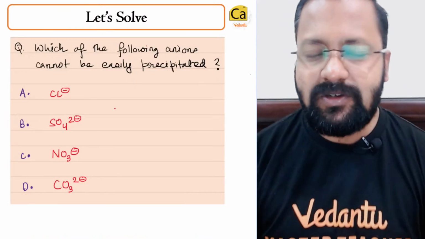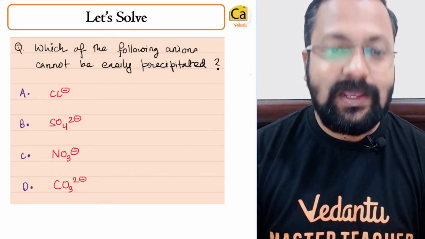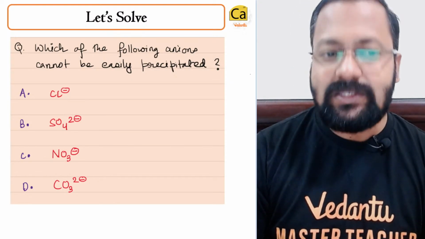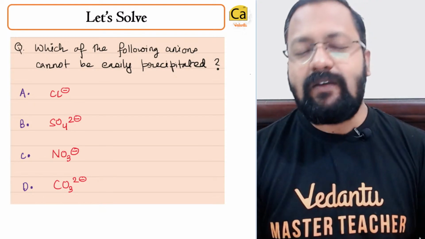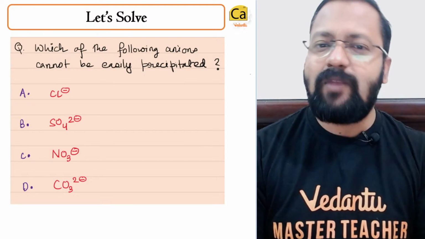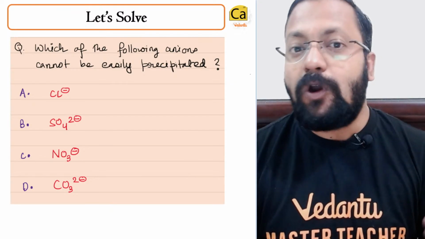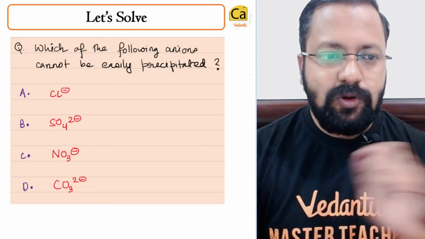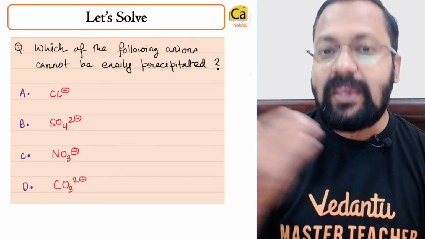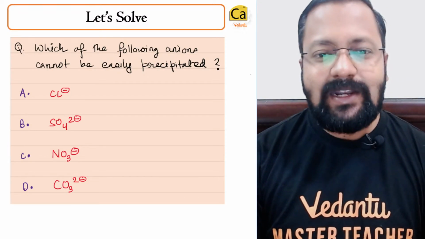Let's start with the first question: which of the following anions cannot be easily precipitated? Think logically about which anions you observe in the form of a precipitate at one point or the other in the course of these reactions, and which you do not observe as precipitates. Please tell me the answer in the chat box. The options are chloride, sulfate, nitrate and carbonate.